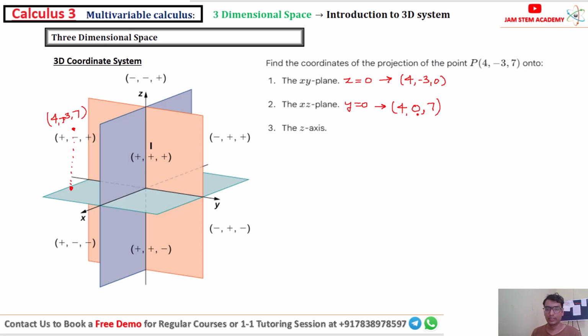Simple. Now, next part is the z-axis. If I drop a perpendicular from the same point, let's call it P, on the z-axis, this is the z-axis over here. On the z-axis, we are not traveling any distance along x or y. We are just moving up by 4 units. So for this case, you will have 0, 0, 4. Okay, answer. Now let's move to the next problem.